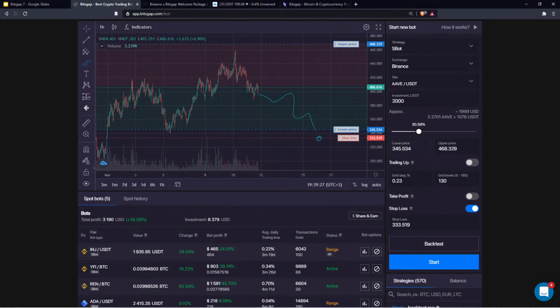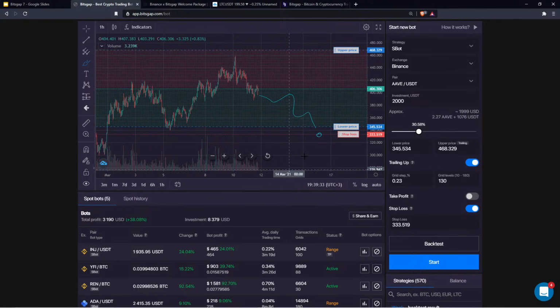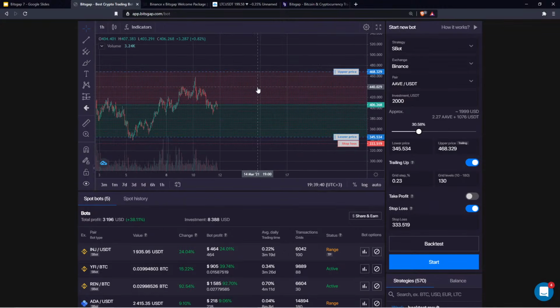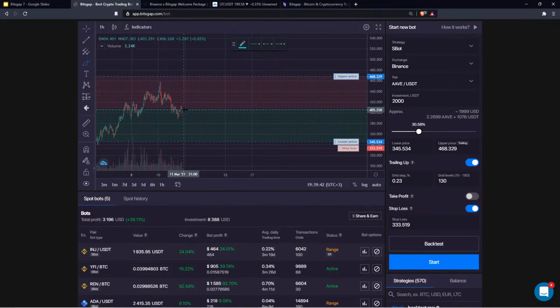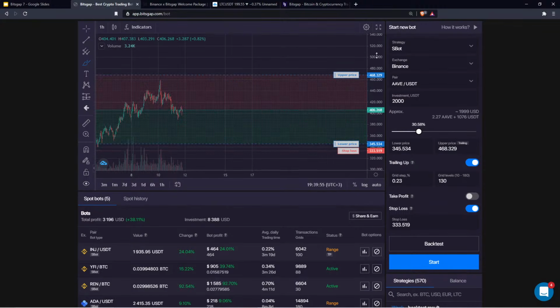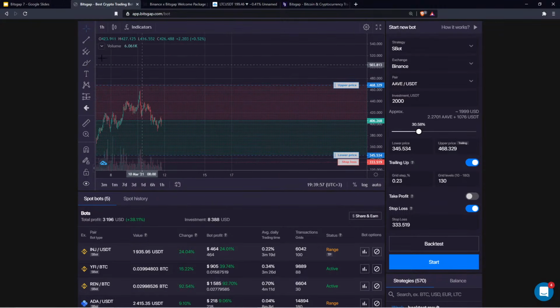So what about the profit maximization tool? The best one here is the trailing up. The cool thing about the trailing up is that you know that the trading range is the area within which the bot is going to trade. That's the rule of thumb here. It's going to trade where the trading range is. So as far as the price remains within the boundaries, it's going to trade. Though there is an exception here.